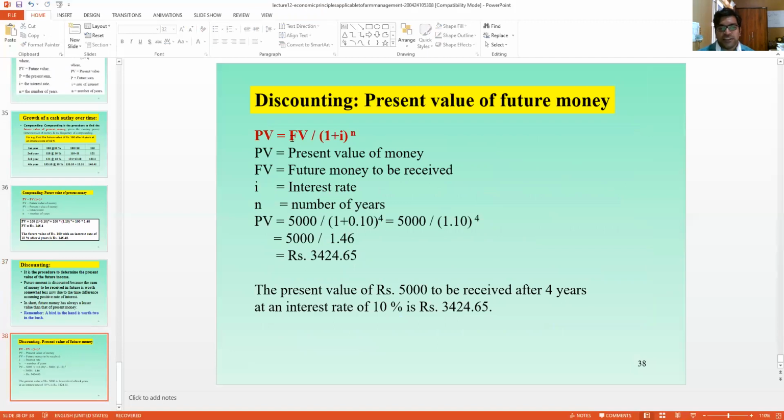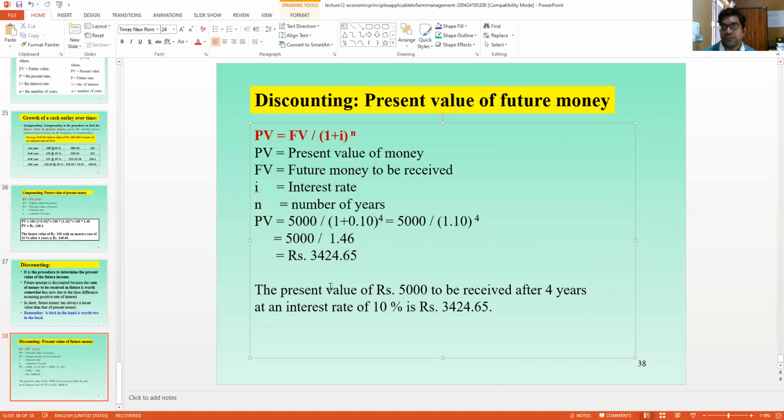Now, the formula is FV divided by (1 plus I) to the power n. So in future, after 4 years, if somebody is going to get 5,000 rupees, what is the present value of it? So 5,000 upon 1 plus 0.10, you can call it as inflation also, 10% inflation, for example, or interest rate, whatever. We'll call it inflation, right? 0.10 to the power 4. So when you're dividing it, you'll be getting 3424.65.